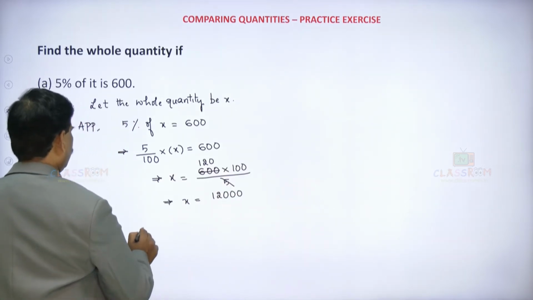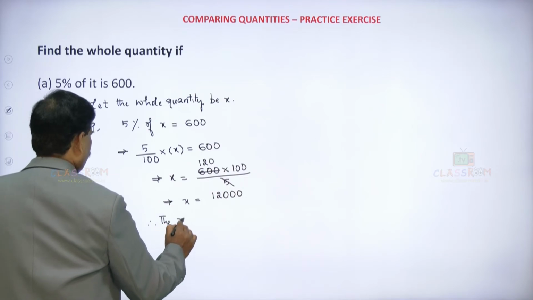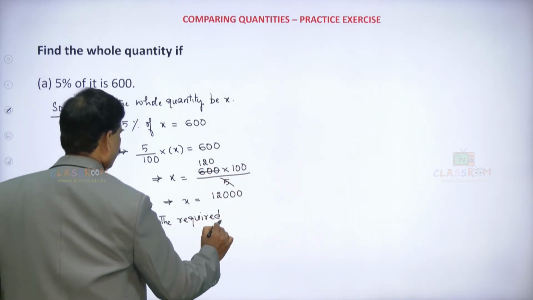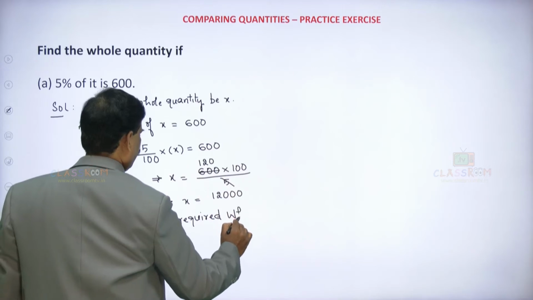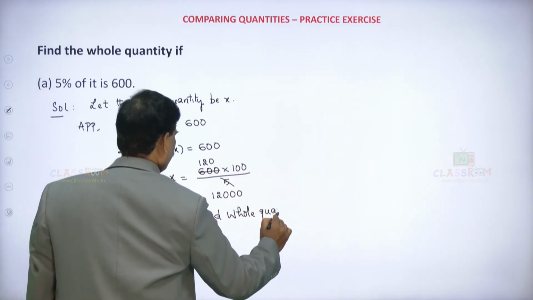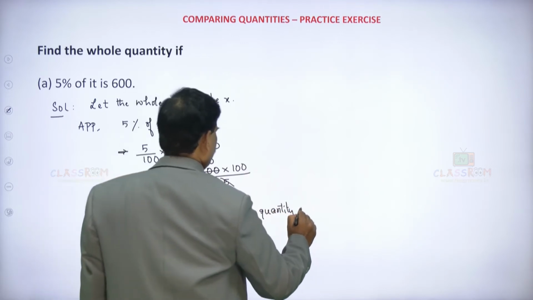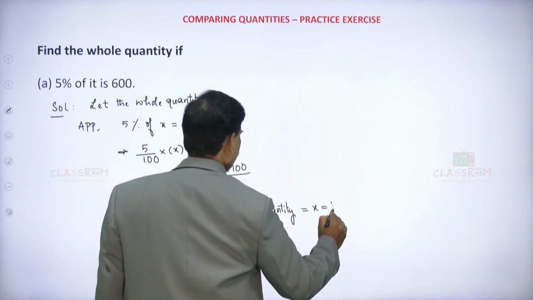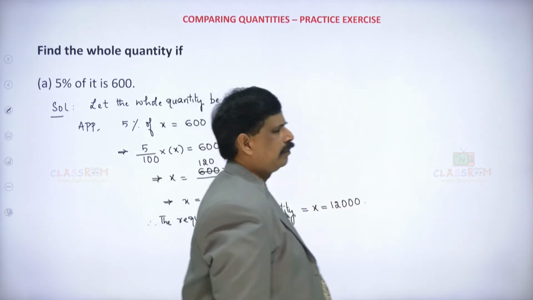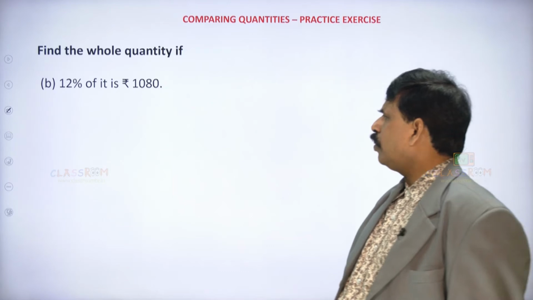So therefore, the required whole quantity, that is equal to x, which is equal to 12,000. Clear? See the next one now.